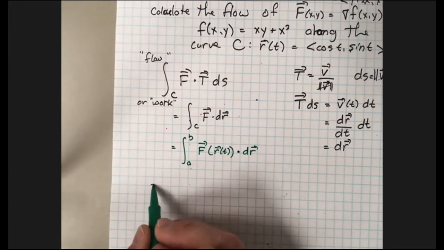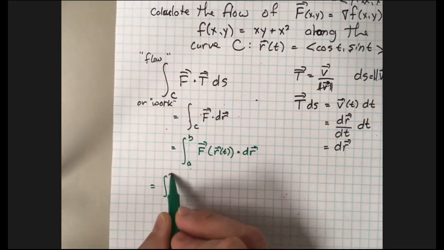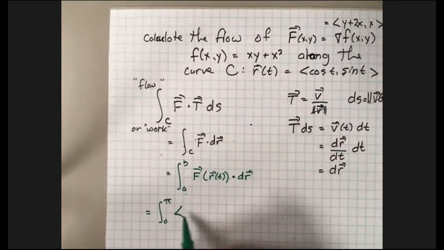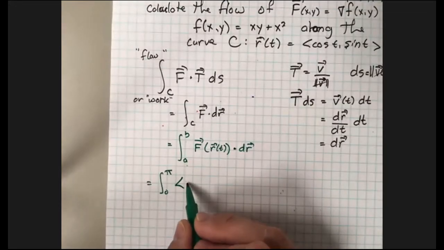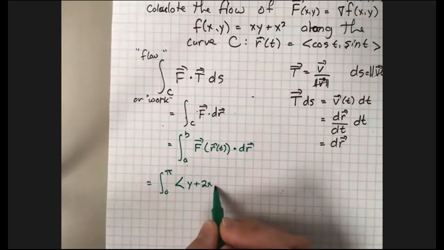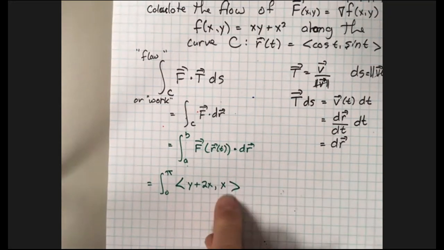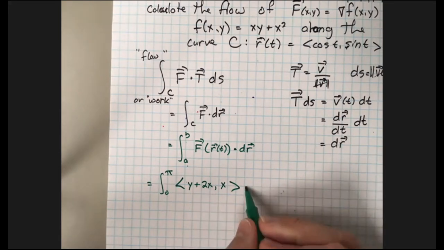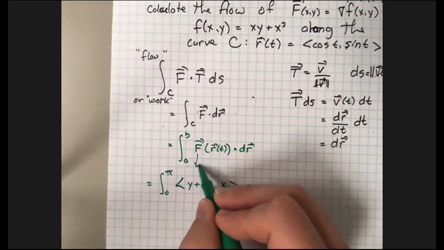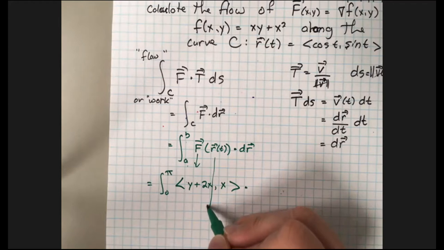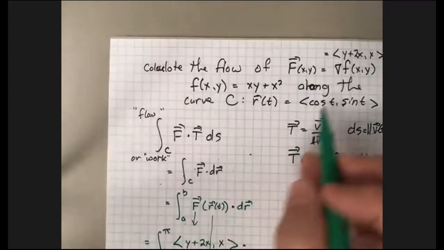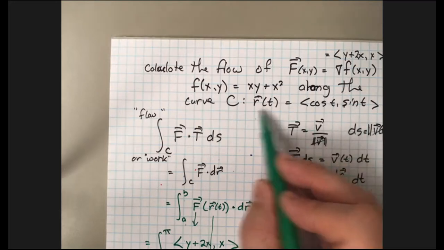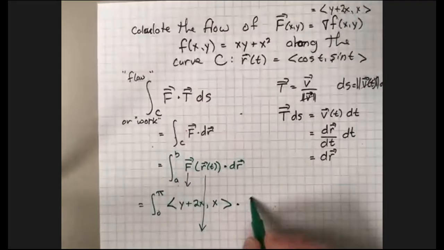Let's do it for our problem. So our problem went from zero to pi. And the F was y plus 2x, comma x. I don't like to write it like this because I have to substitute in the r, right? I'm just telling you what F was, and then we're going to put in the r in a second. And what's the dr? Remember, the derivative of r with respect to t is minus sine t, cosine t. So dr is minus sine t, cosine t dt.